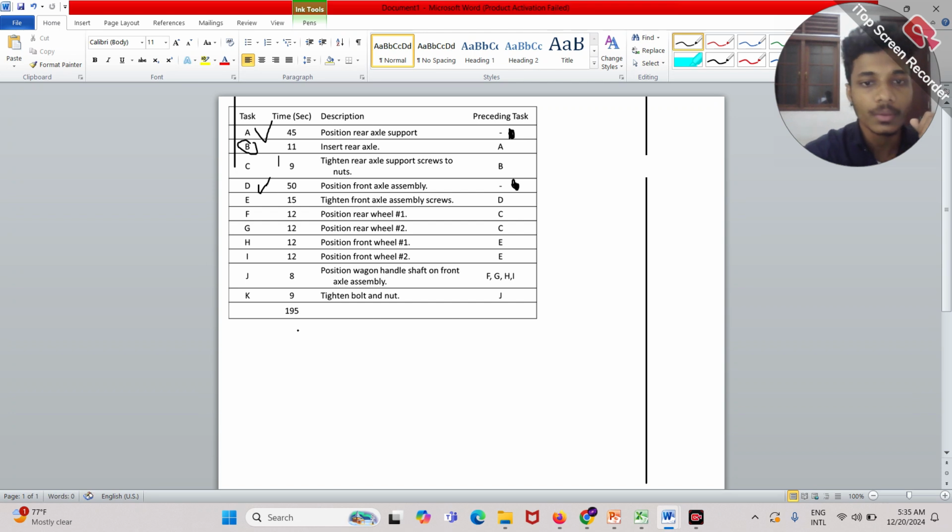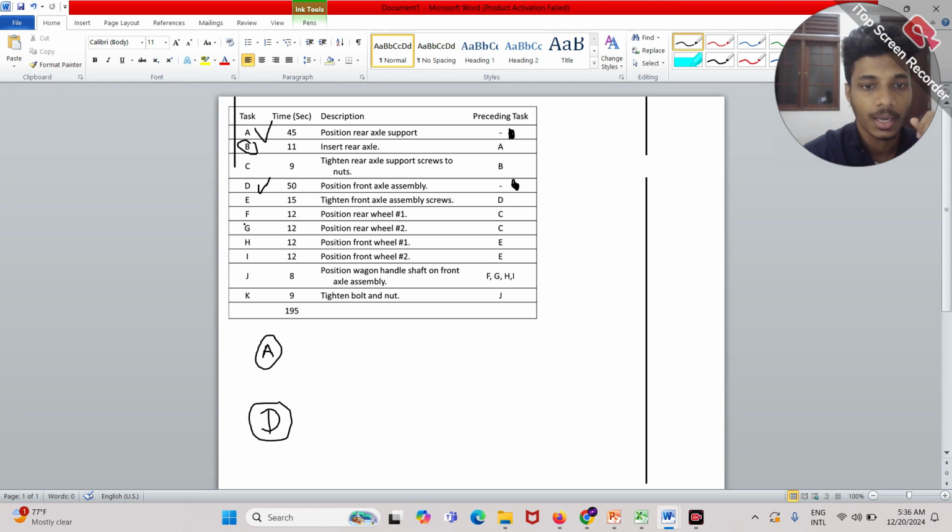Therefore, we can draw like this: A, A and D, right? Because there are no preceding tasks for A and D. All other tasks have preceding tasks. Like B has A, F has C, right? F and G both have C.